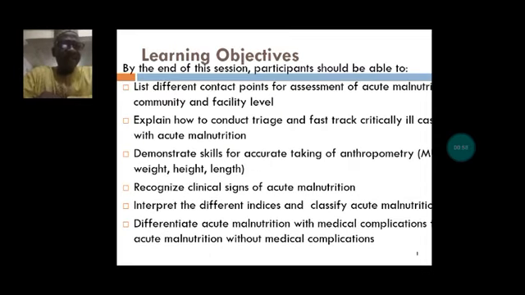Our learning objective is that at the end of the lecture, we should be able to list different contact points for assessment of acute malnutrition. We should be able to demonstrate skills for accurate taking of anthropometry. We should be able to recognize the clinical signs of acute malnutrition. And we should be able to interpret different indices and classify acute malnutrition.